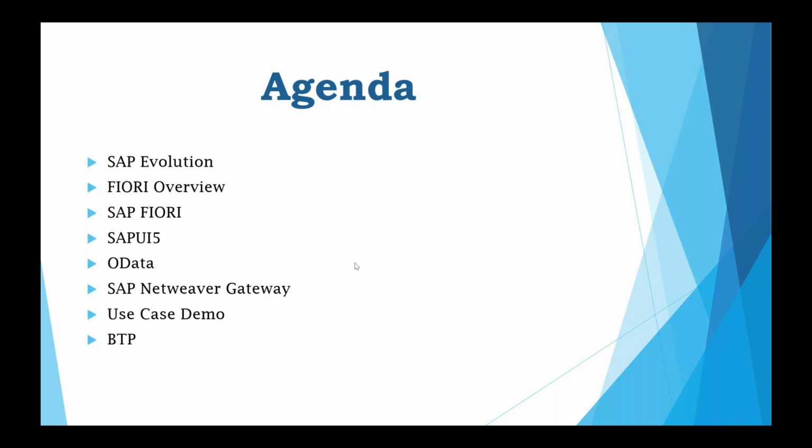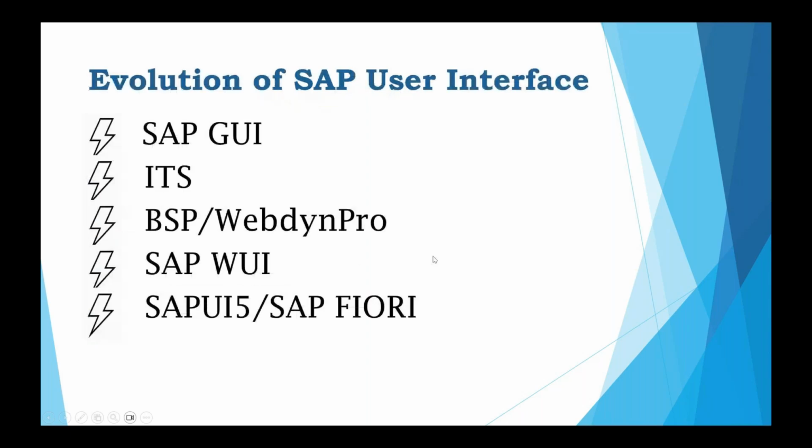And we will develop the backend, then we'll develop the front end, and then we will develop an application end to end, from the backend consuming into the BaaS and developing an SAP UI5 application. That is the use case demo, and what is BTP. So this is what I will be covering in this session.